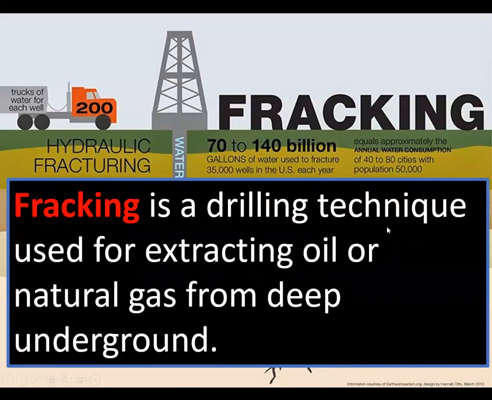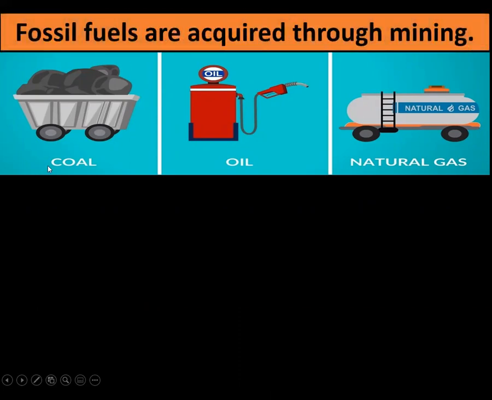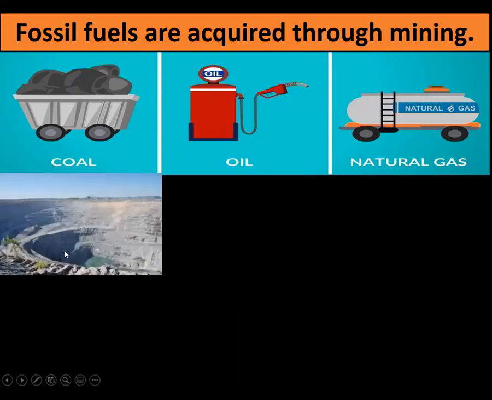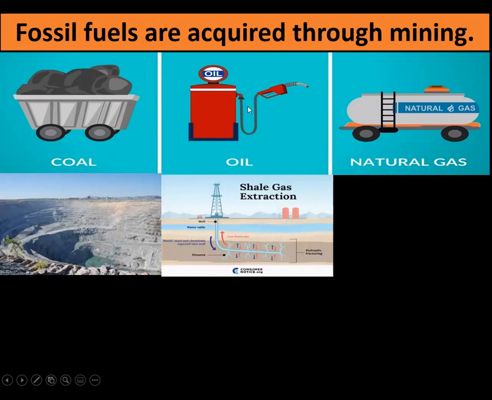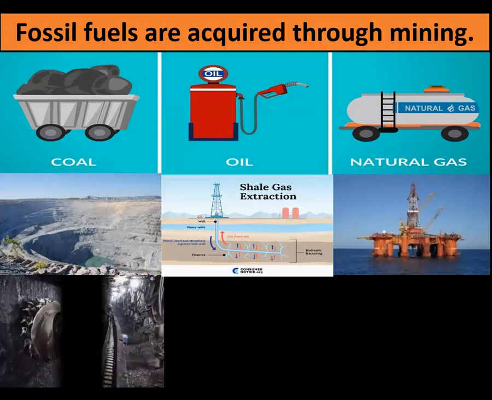Fracking is a drilling technique used for extracting oil or natural gas from deep underground. Now remember when I said earlier that there are three types of fossil fuels. So we have the fossil fuel known as coal. Fossil fuels are acquired through mining. Coal is acquired through surface mining like this, while oil is extracted through hydraulic fracturing, and same with natural gas.